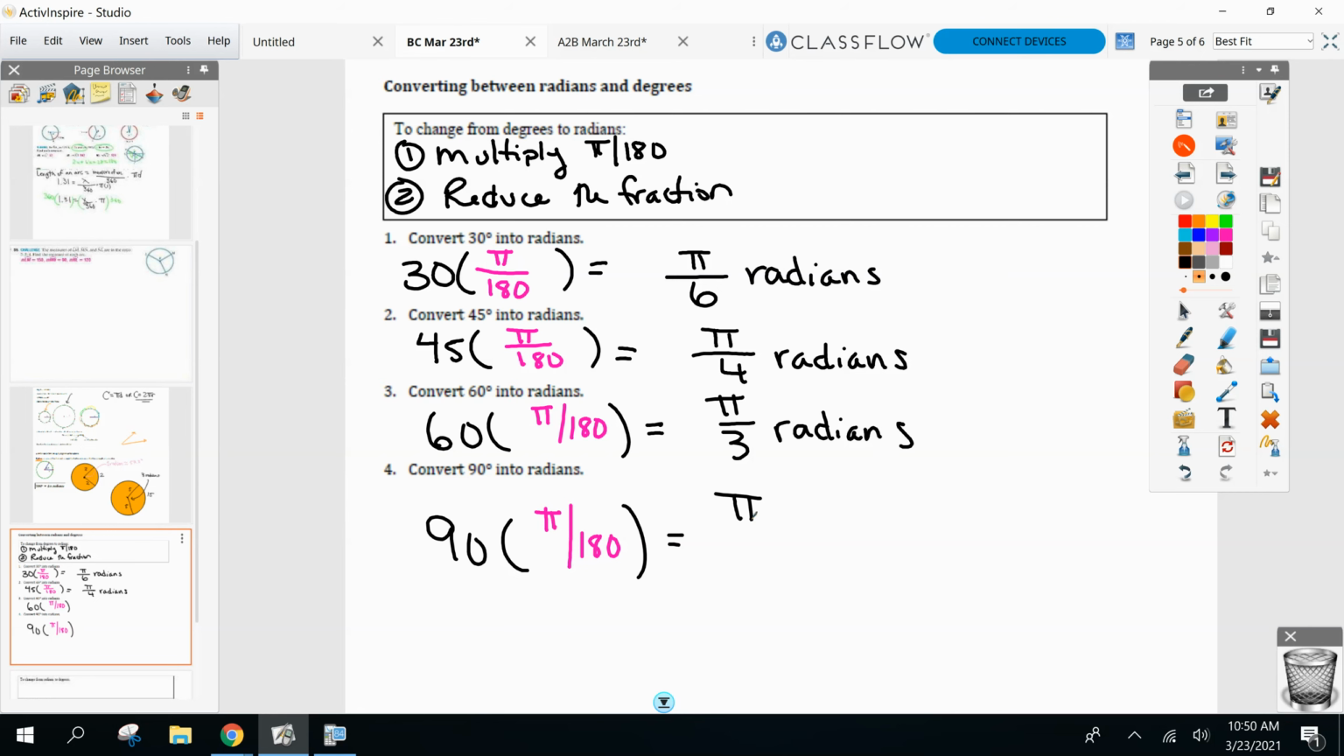We should have gotten pi over 2 radians. How do you get it? How are you simplifying the answer? Well, I'm putting pi there, and then I'm doing 90 over 180. I'm doing 60 over 180. 45, because remember, like in number 2, the 45's in the numerator. So 45 stays on top. I'm really doing 45 on top, 180 in the denominator, and reducing that fraction. Okay?